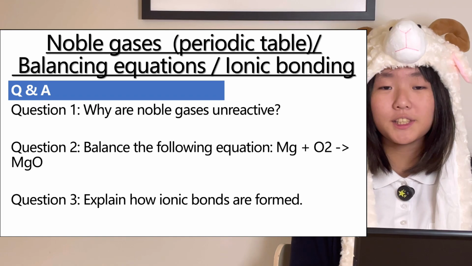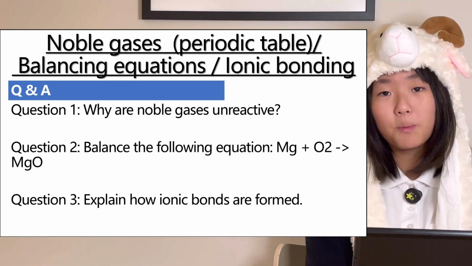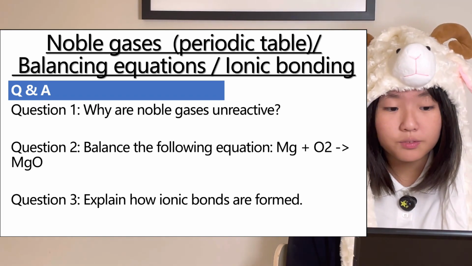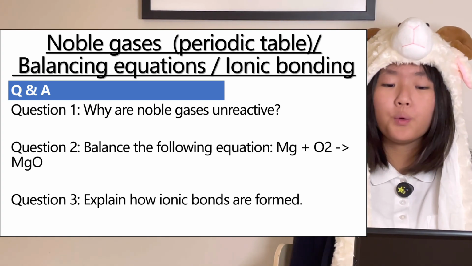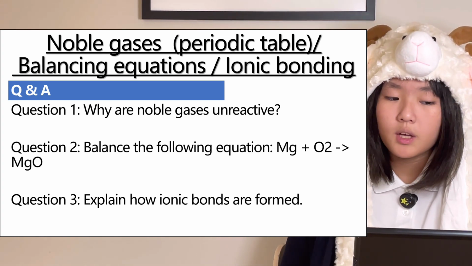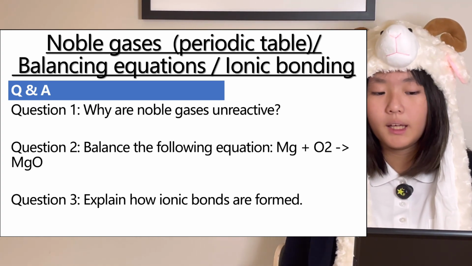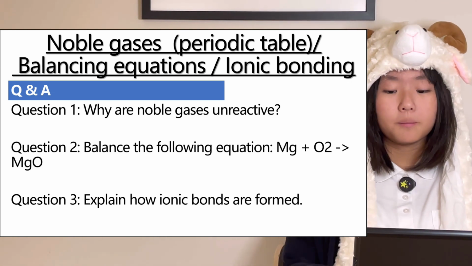Now, I'll give you 3 questions to test your understanding. Number 1, why are noble gases unreactive? Number 2, balance the following equation. Mg plus O2 equals MgO. Number 3, explain how ionic bonds are formed.